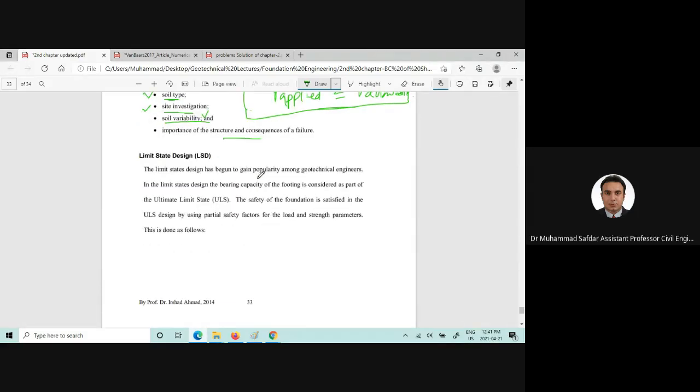Now, in case of limit states design, what we usually do, we use the partial safety factors for the load and strength parameters.